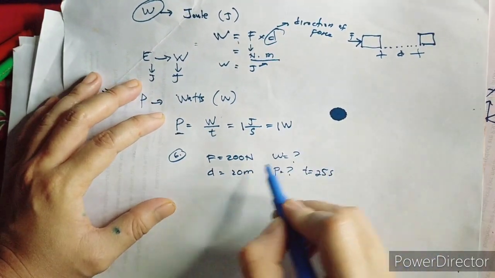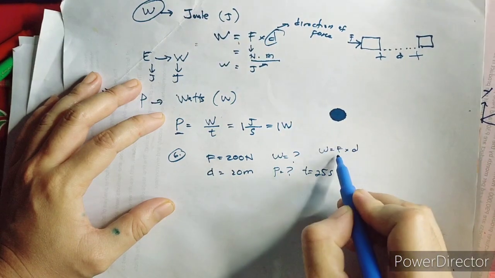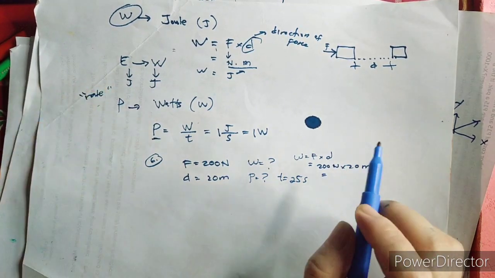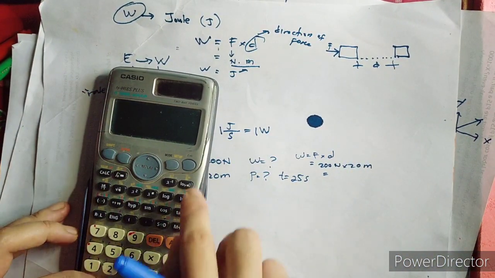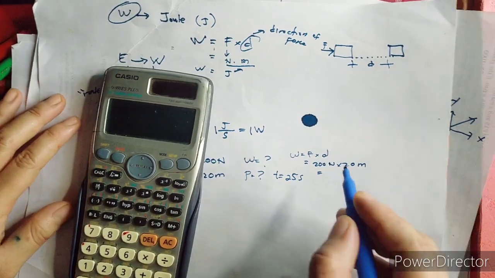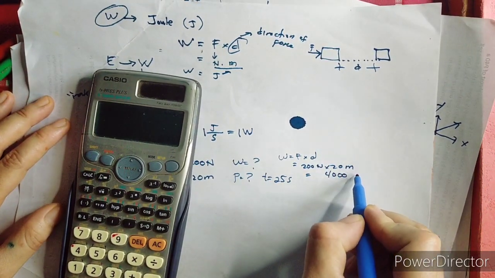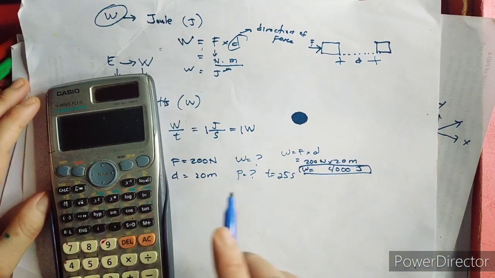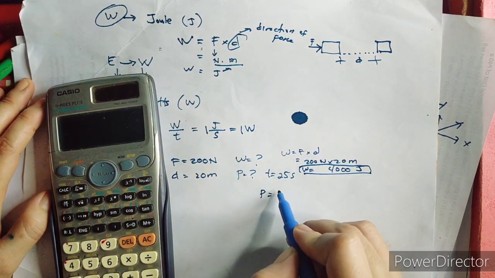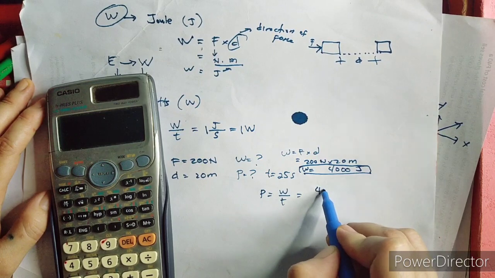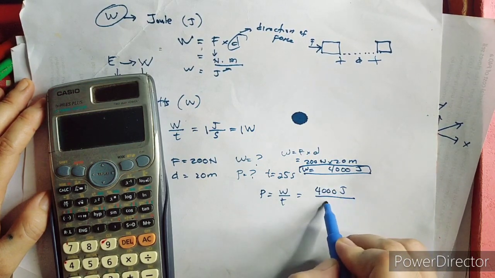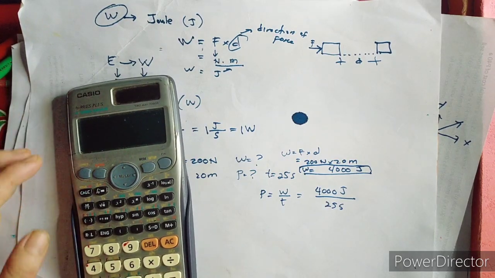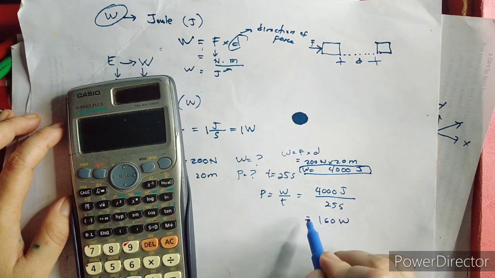So, simply, work equals force times distance. So, 200 Newton times 20 meters equals, 200 times 20, 4,000 Newton meter. Newton meter is joule. So, yun na yung work, 4,000 joule. So, kung kukunin mo ang power, equals work over time, equals 4,000 joule over 25 seconds. So, joule per second nga ulit is watts. Divide 25. So, 160 watts.